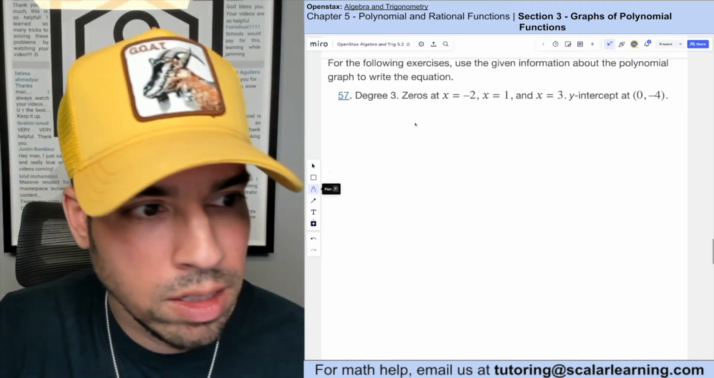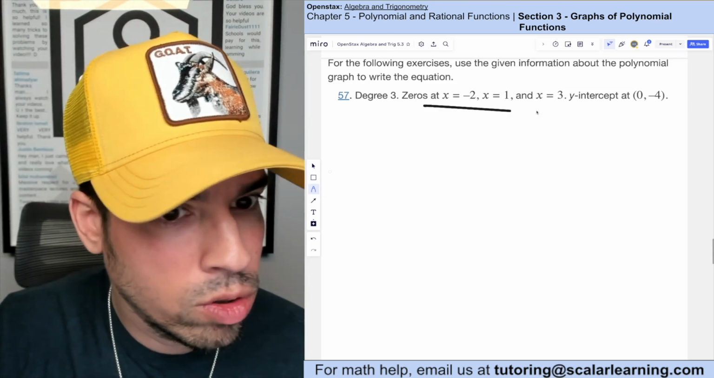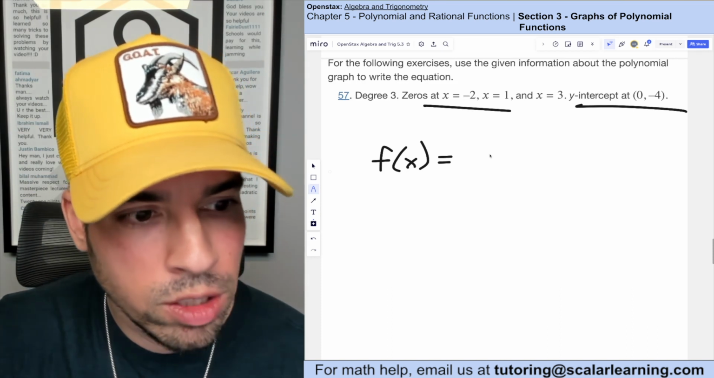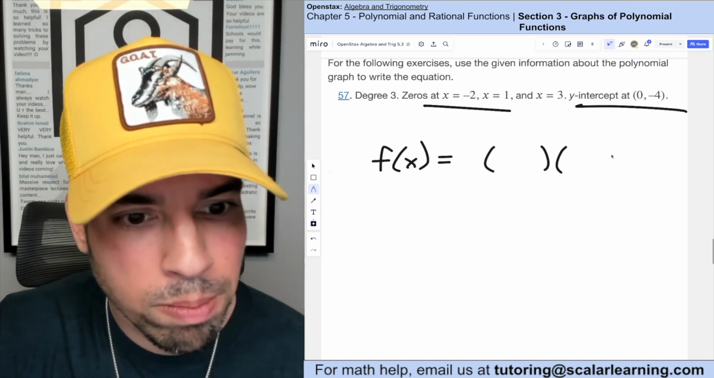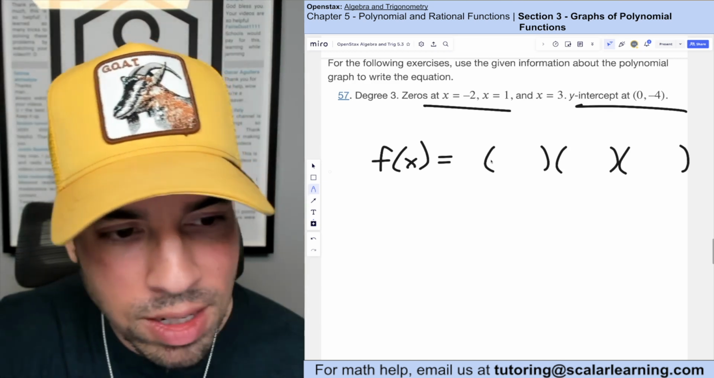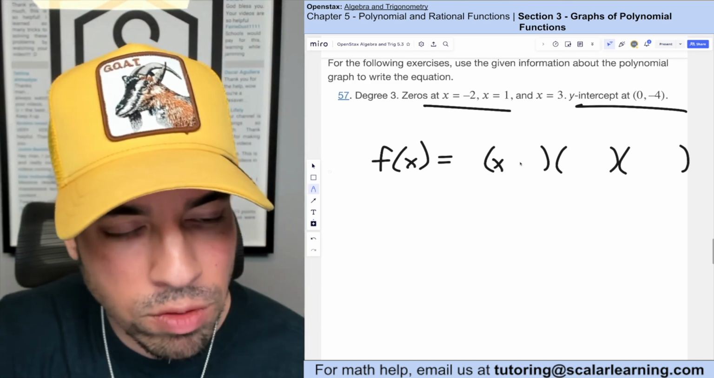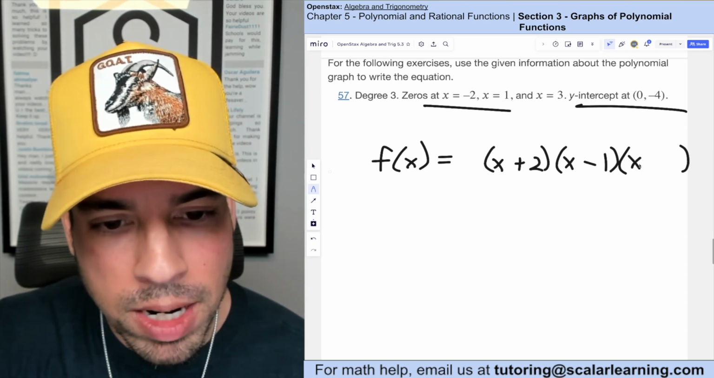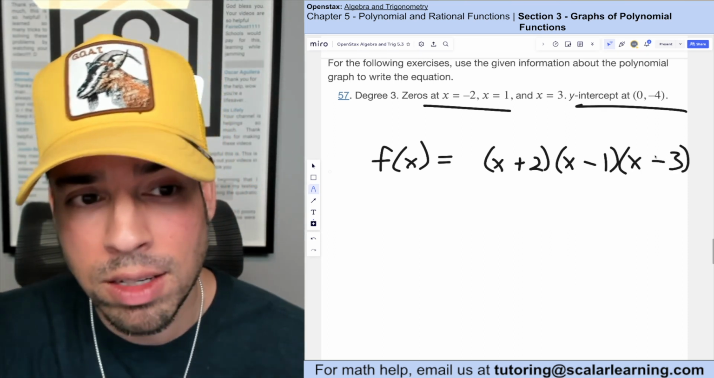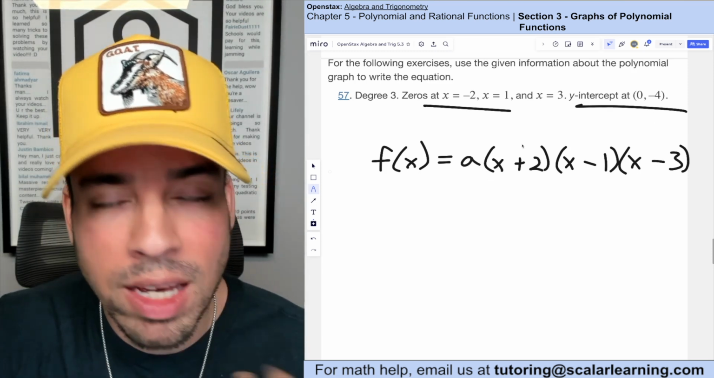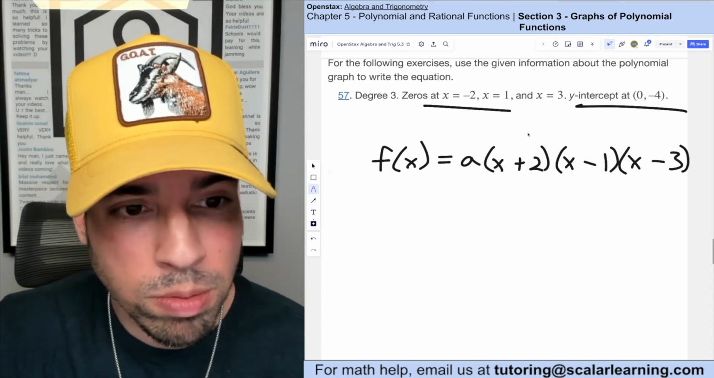So here we're meant to take this information about the zeros and the y-intercept to create an equation. Let's do it. So we got our 3 zeros at -2, 1, and 3. So I'm going to make binomials for each of those. When it's at -2, it's x minus -2, which is x plus 2, x minus 1, and x minus 3. We're always subtracting those zeros, those x-intercepts. And then we have an a value. That is going to be our constant that's going to be multiplying everything.